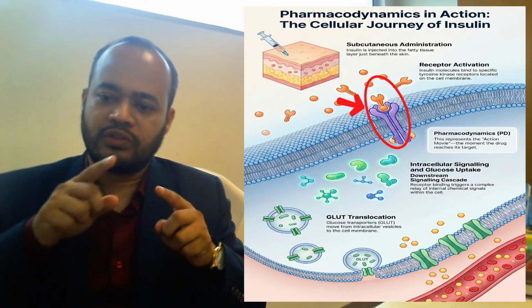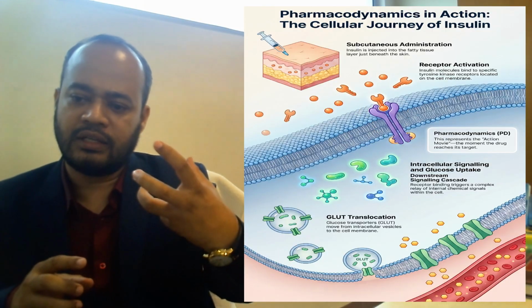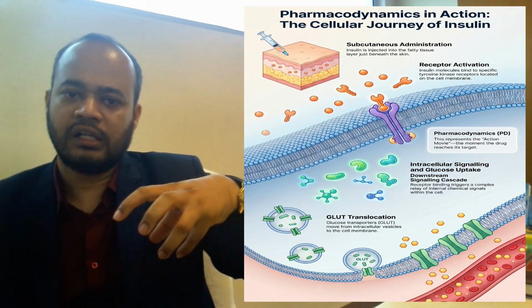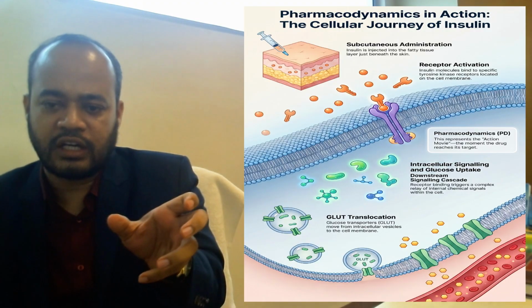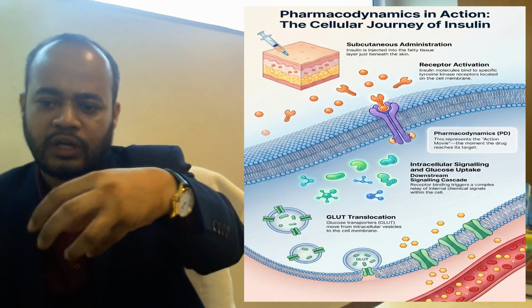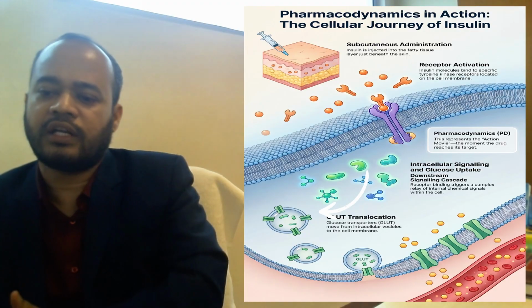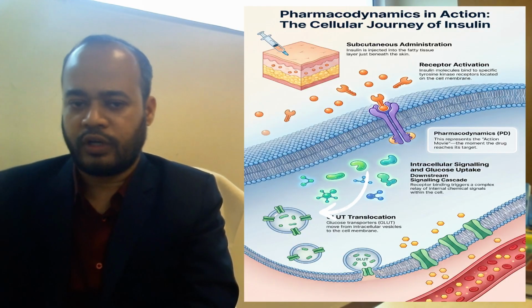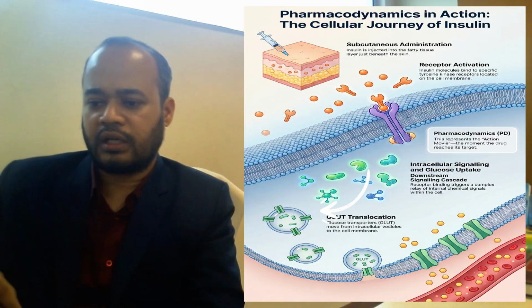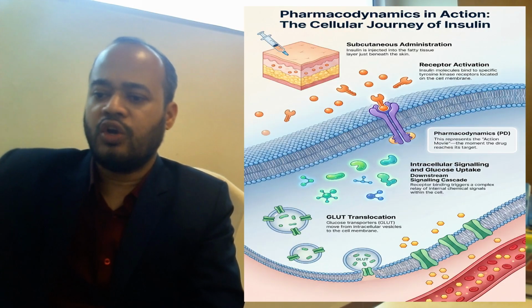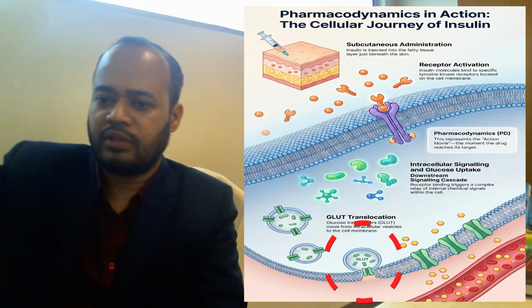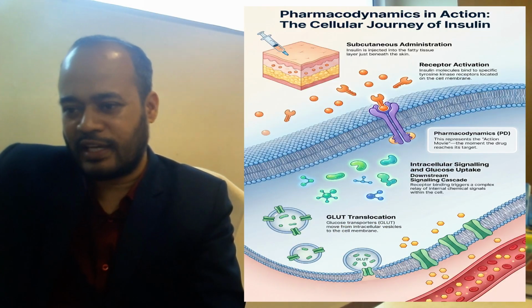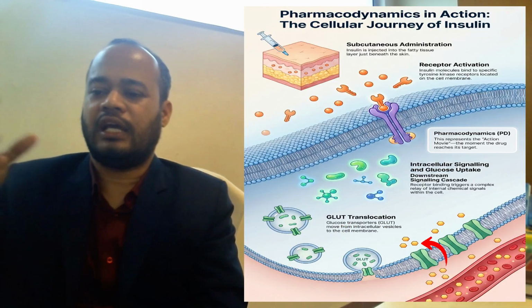After binding with the insulin receptor, this binding will trigger a signal. That signal will change the receptor's conformational structure, and it will go downstream in the cell and stimulate the GLUT protein. That protein will translocate from inside the cell to the cell membrane and bind with the cell membrane. After that binding, glucose can easily enter the cell with the help of the GLUT protein.